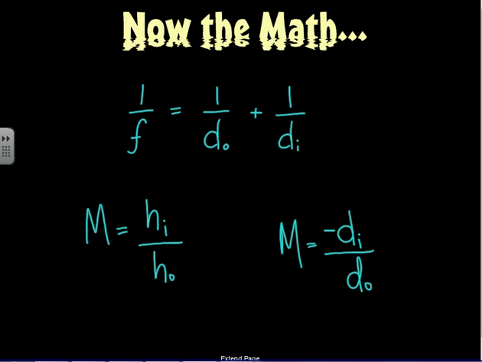Finally, the last note to make before we jump into using these equations is that when the absolute value of magnification is greater than 1, it means that your image is larger than the object. It's magnified, we typically say. If the absolute value of m is less than 1, then the image is smaller than the object.